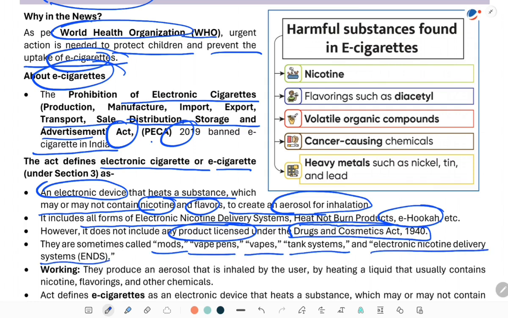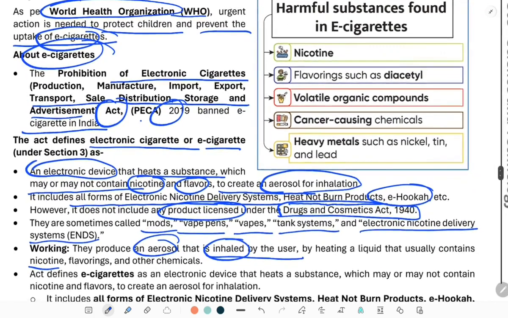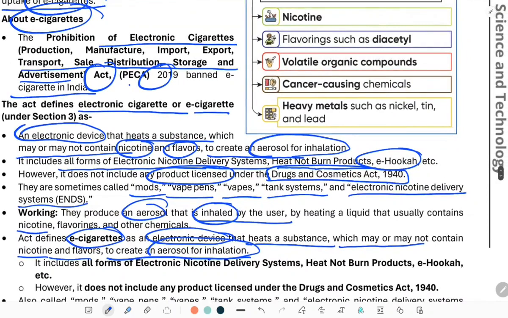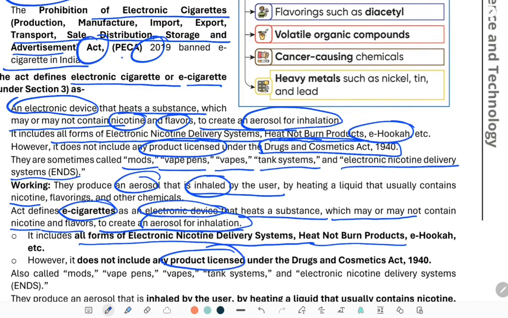In working, they produce an aerosol that is inhaled by the user by heating a liquid that usually contains nicotine, flavors and other chemicals. The act defines the e-cigarette as an electronic device that heats a substance which may or may not contain nicotine and flavors to create an aerosol for inhalation. It includes all forms of electronic nicotine delivery systems, heat-not-burn products and e-hookah. However, it doesn't include any product licensed under the Drugs and Cosmetics Act 1940.